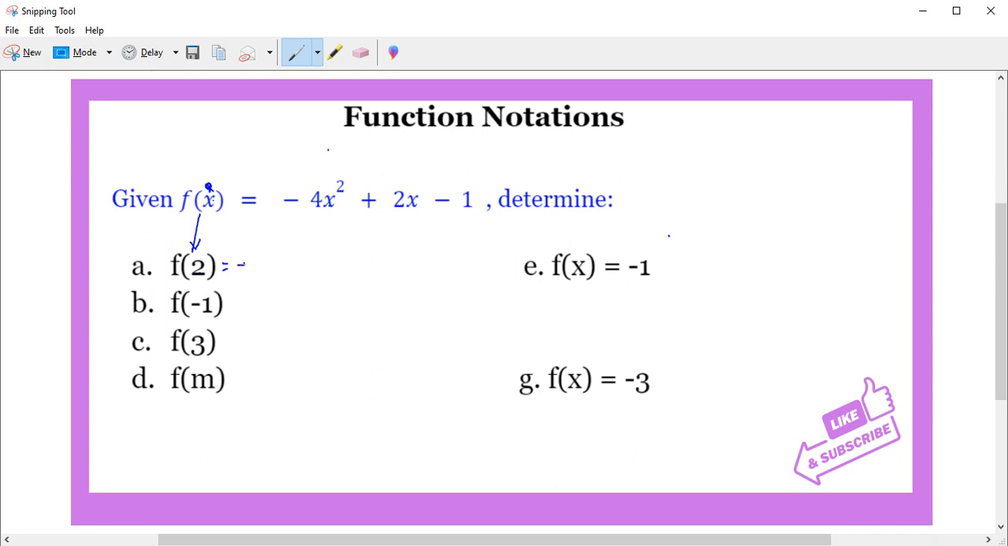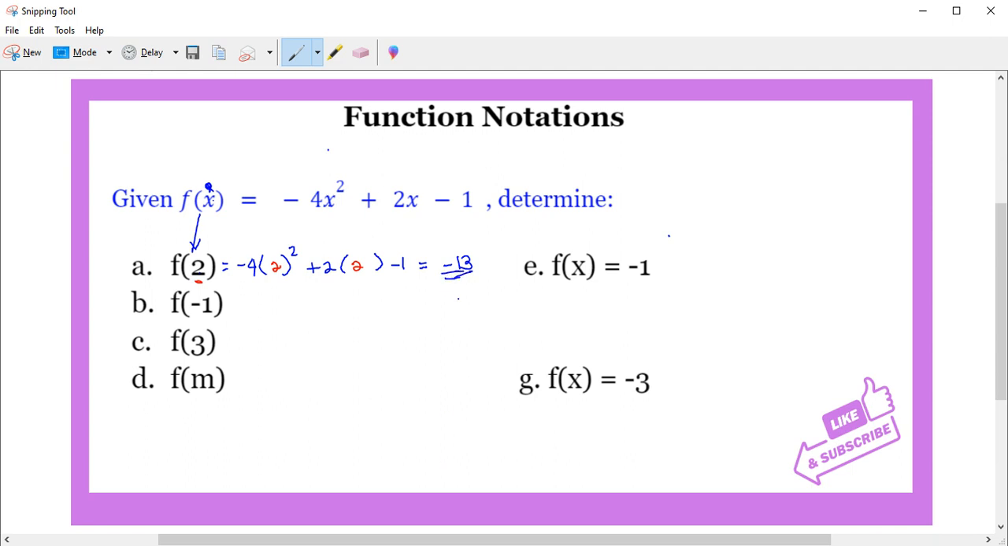So I'm going to copy negative 4. Instead of writing x, I'm going to replace it with parentheses squared, plus 2, I see an x again, parentheses, minus 1. So I copied it, but I replaced all the x's with parentheses, and inside the parentheses I write the number 2. Then I'm going to evaluate this, meaning simplify it using a calculator or by solving manually. So 2 squared is 4, times negative 4 is negative 16, plus 4 is negative 12, minus 1 is negative 13. So this is your answer.